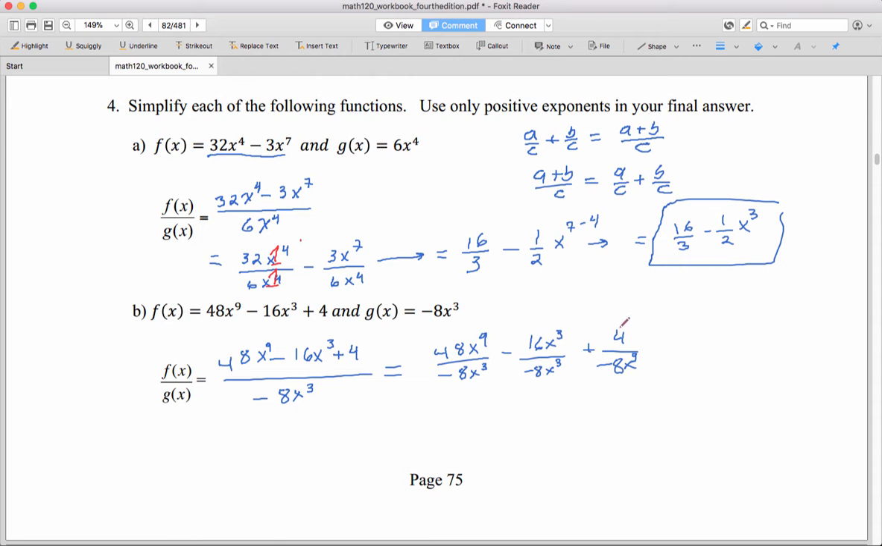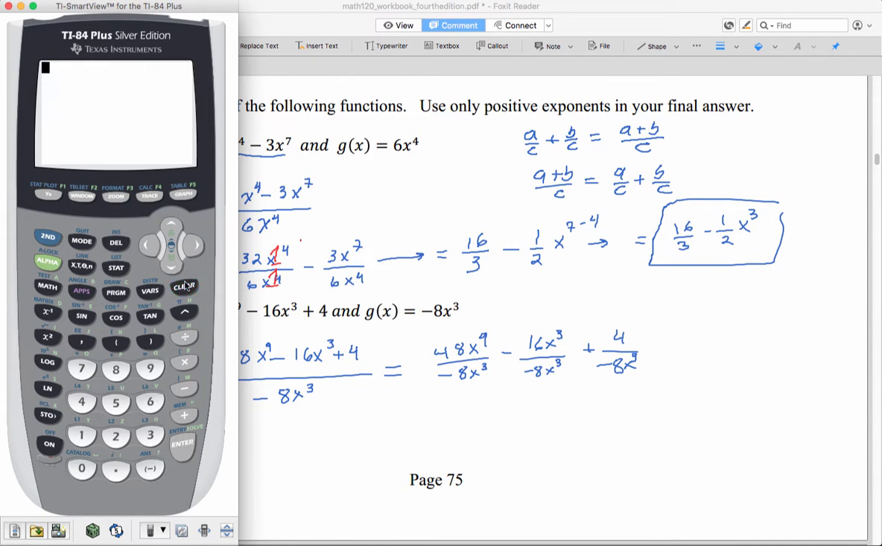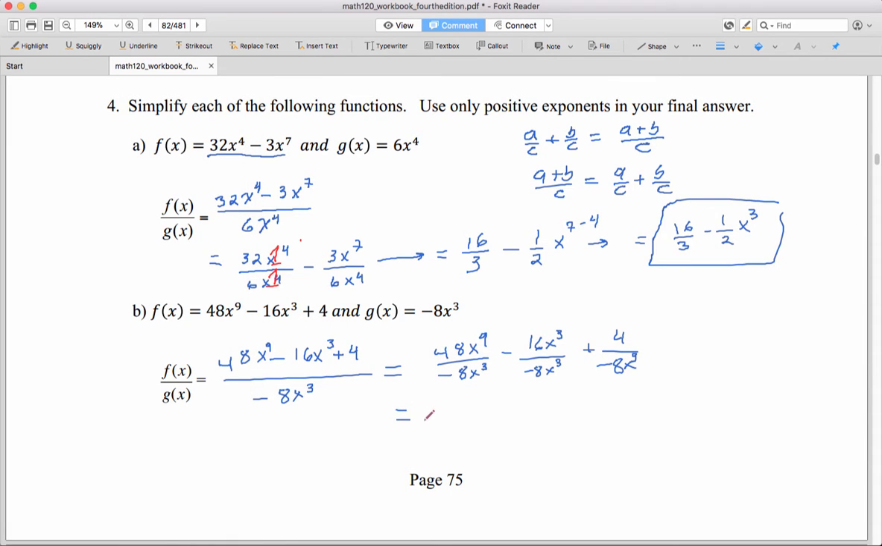We've got to simplify each one of these. So again, we can use the calculator to help us out with the numerical parts. So we're going to take 48 divided by negative 8 math frac, and that's negative 6. Of course, you should have seen that without having to use the calculator, but just in case. Okay. So x to the 9th divided by x to the 3rd, well, that's going to be x to the 6th because that's x to the 9 minus 3.